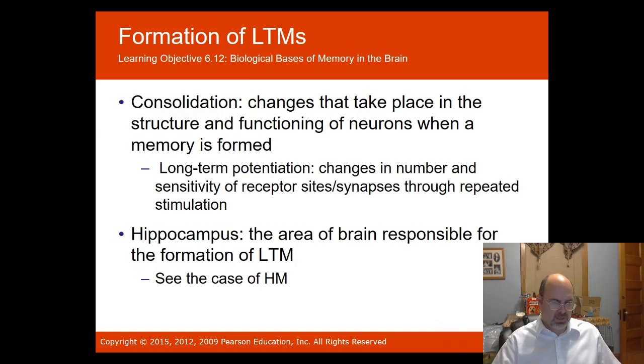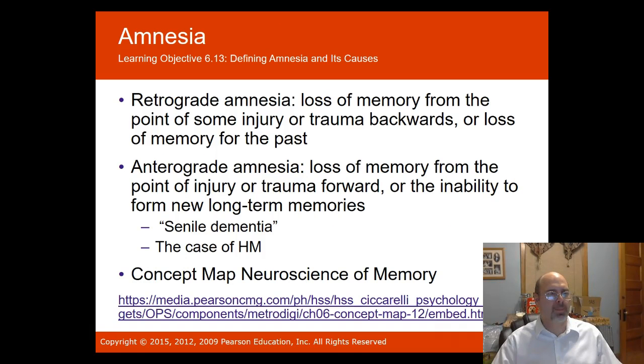In the case of HM, the poor kid had issues with seizures, and what they did is they removed the temporal lobes in hopes of stopping his epileptic seizures. What they found out was the kid was unable to remember anything new. So the hippocampus and temporal lobes are a very important part of the brain.